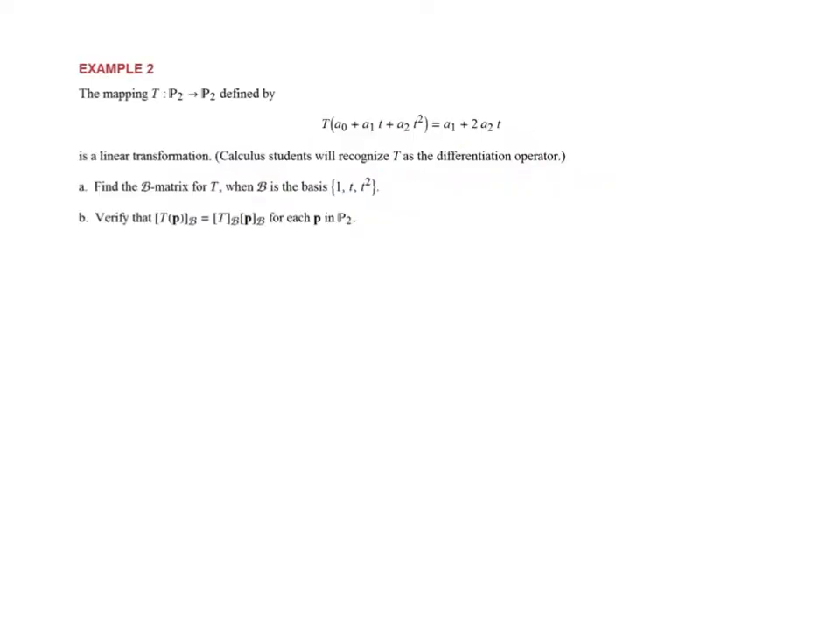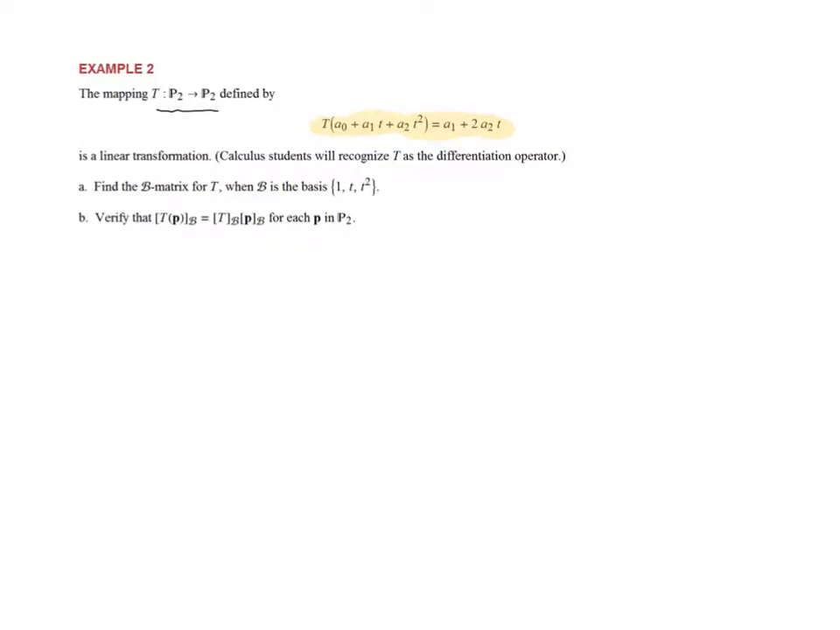An example using that notation. Notice here we're going for our transformation P2 to P2, so that's from V to V. We're not changing vector spaces or anything like that. Okay, and here is our transformation. Let me highlight it. There it is. T of that second degree polynomial equals the first degree polynomial on the right.